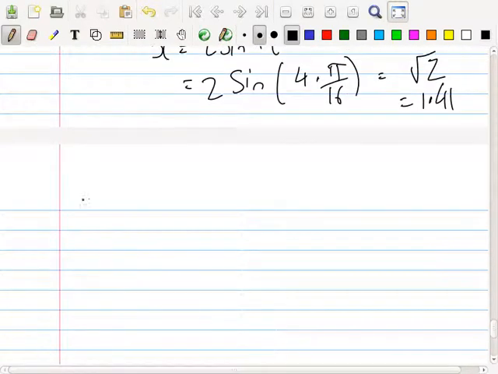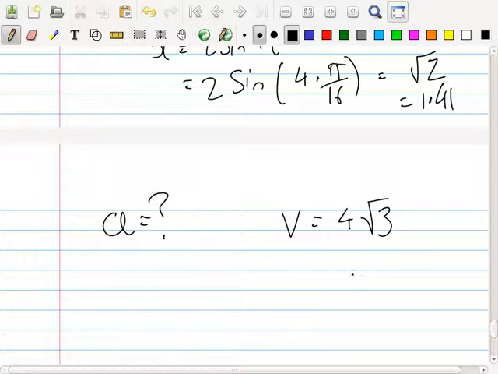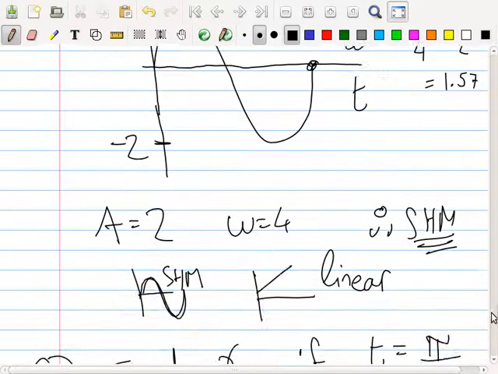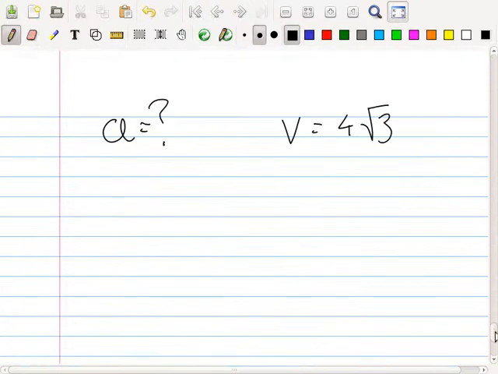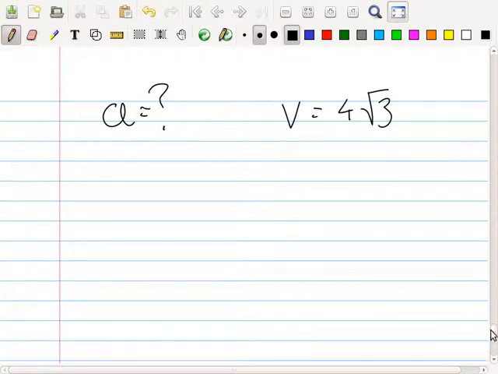Next part is, what is the A when the velocity equals 4 root 3? Now, okay. V squared, no. He wants the A. He wants the small a.